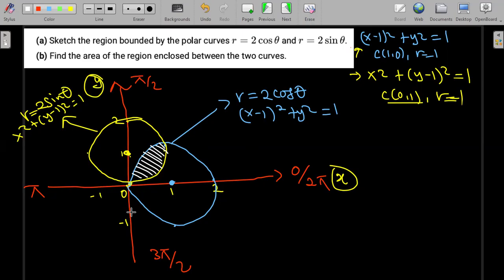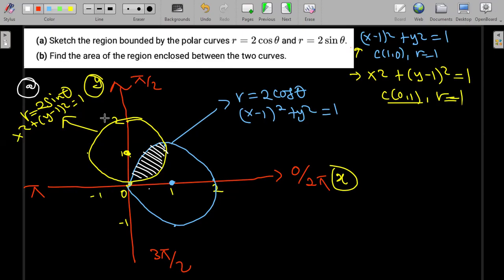So we have sketched, so we have answered part A. Now what about part B? They're saying find the area of the region enclosed between these two circles. So we want to find this area here. There are a number of ways we can find this area, but I'm going to use a very simple one.